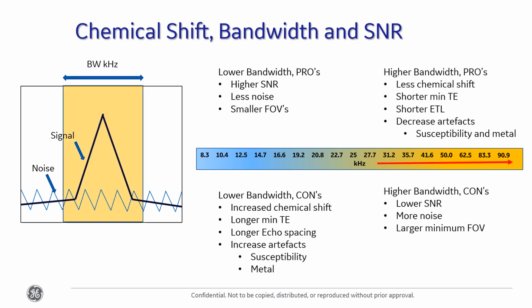Using higher or broader bandwidths means we're less susceptible to chemical shift artifact. We have shorter minimum TEs available to us, shorter ETLs, and we decrease our susceptibility to metallic artifacts. Unfortunately, with the higher bandwidth though, we have lower signal-to-noise because we're collecting more of the background noise on either side of our FID, and we are limited to larger minimum fields of view.